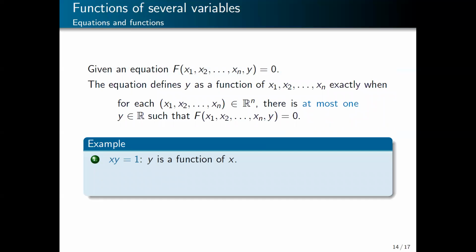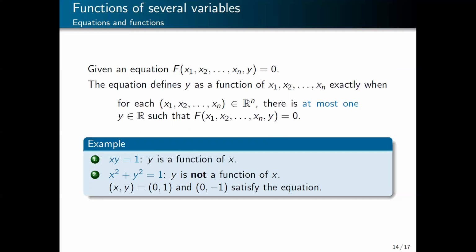For example, the equation xy equals 1 defines y as a function of x, since for each non-zero real number x, there is a unique real number y, namely 1 over x, such that the ordered pair (x, y) satisfies the equation. On the other hand, the equation x squared plus y squared equals 1 does not define y as a function of x, since for certain values of x, we can find more than one value of y such that the ordered pair (x, y) satisfies the equation. In particular, the ordered pairs (0, 1) and (0, −1) both satisfy the equation, so x equals 0 corresponds to two different values of y.